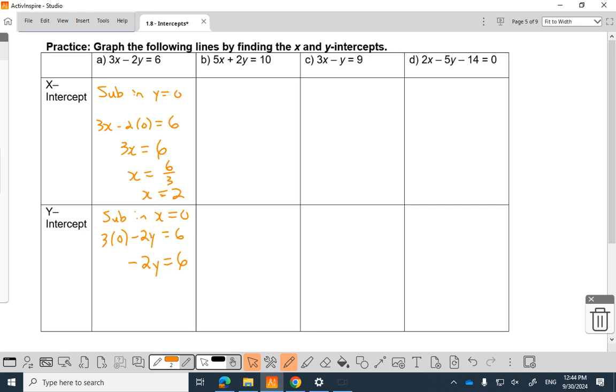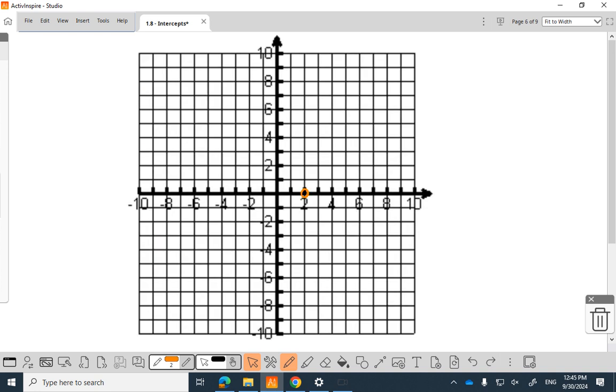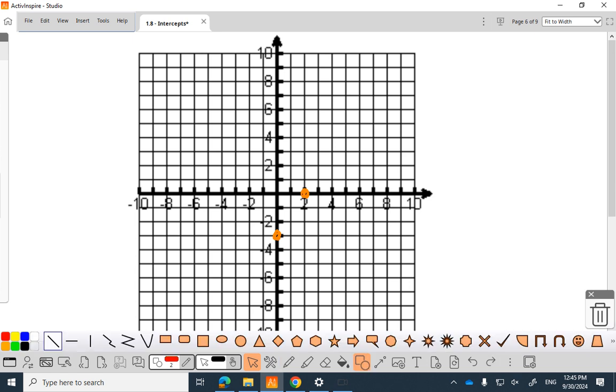And what's the opposite of multiplying by -2? Dividing. So I just go 6 divided by -2. Oops, my negative isn't very good there. There we go. And I get -3. Now, why is this so good? Watch this. 2 easy subs, and now I can graph. X-intercept at 2. Y-intercept at -3. Done. Ruler, line.